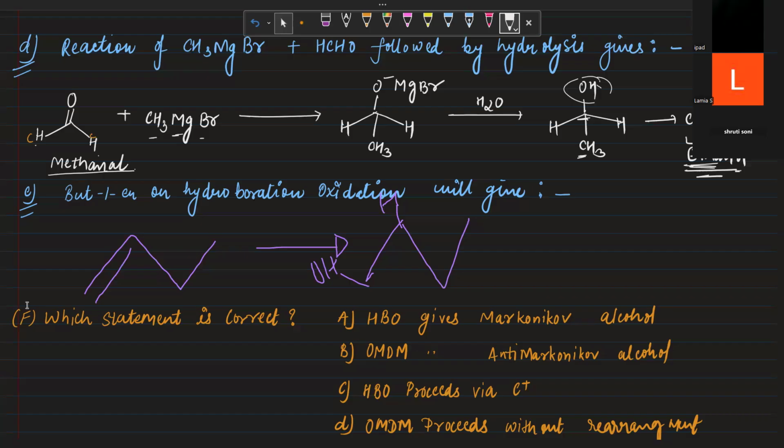And then D, oxymercuration-demercuration proceeds without what is that? I'm sorry, I can't read. Rearrangement. Rearrangement of what? Carbocation? I think that's what you're trying to say, right? Rearrangement of carbocation. Oxymercuration-demercuration proceeds without that, yeah. So this is correct. Yes, great. The only one. That's correct.